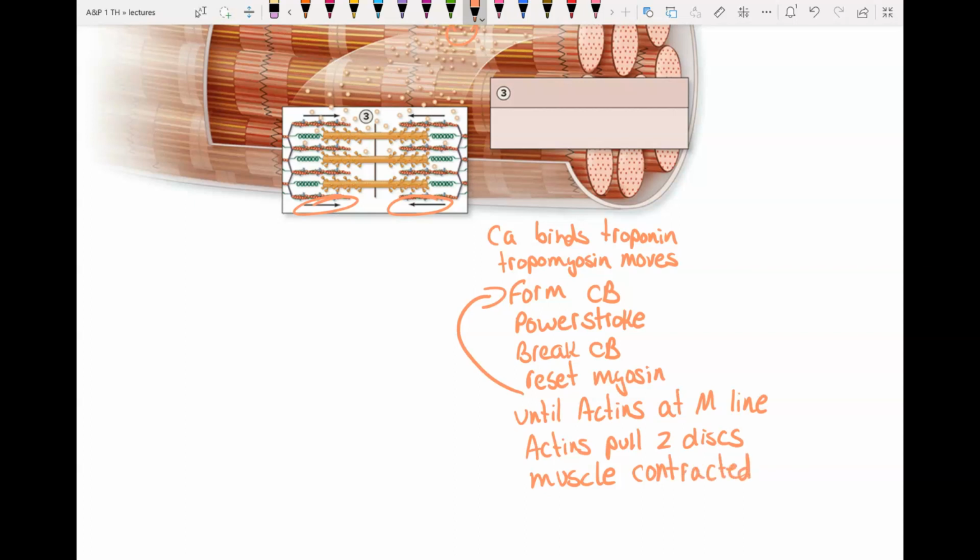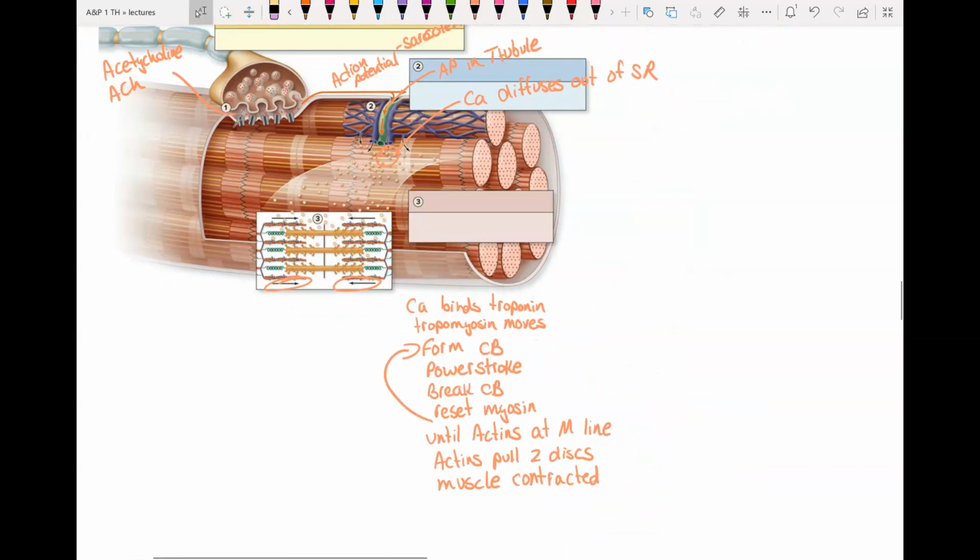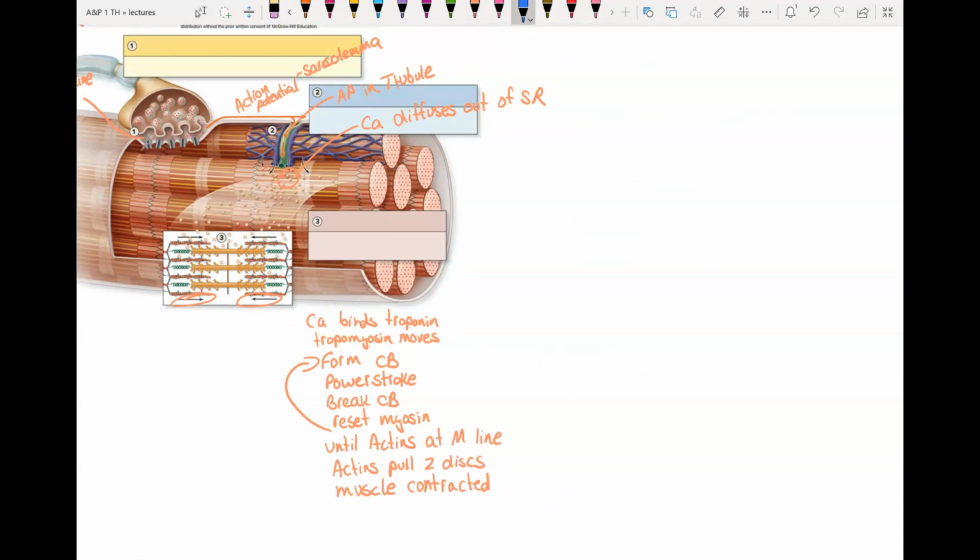Okay, but now you also have to relax, right? You don't just want that muscle to stay contracted the rest of your life. You have to be able to relax it. So now let's look at how you relax. In order to relax, you stop sending the signal. So remember, your brain's in charge. So your brain will stop the signal.